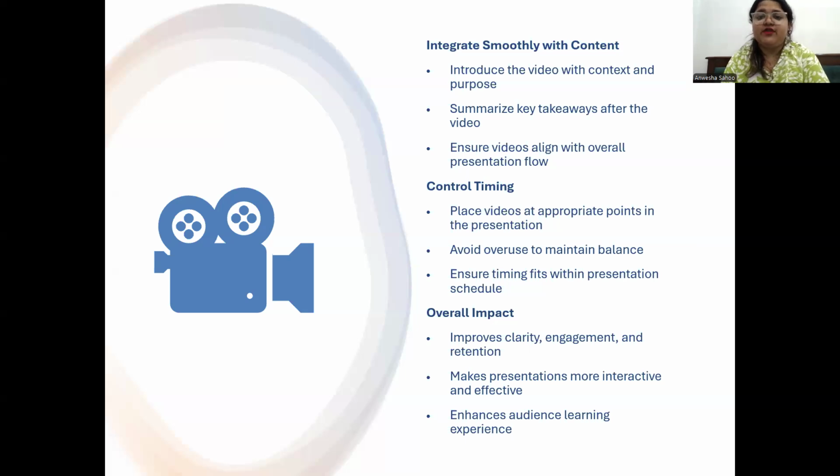Ensure the video is aligned with the overall presentation flow. Control timing. Place videos at appropriate points in the presentation. Avoid overuse to maintain balance. Ensure timing fits within the presentation schedule. So that it improves clarity, engagement, and retention. It makes the presentation more interactive and effective. It also enhances the audience learning experience.